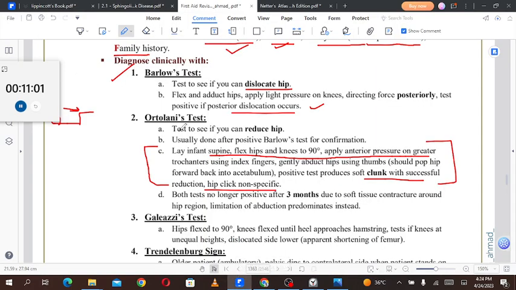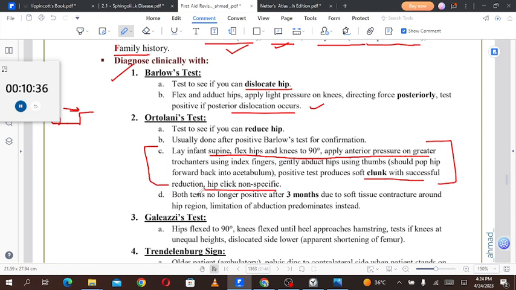In the Ortolani test, we test to see if you can reduce the hip or not. It is usually done after a positive Barlow test for confirmation. Lay the infant supine, flex the hips and knees to 90 degrees, and apply anterior pressure on the greater trochanter using the index finger. Gently abduct the hips using the thumbs. It should pop the hip forward back into the acetabulum. A positive test produces a soft clunk with successful reduction.